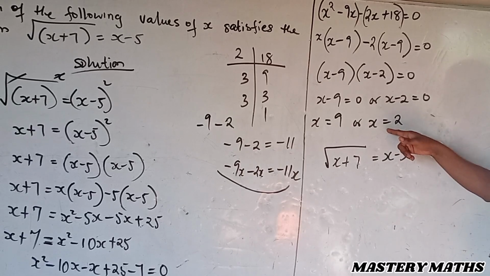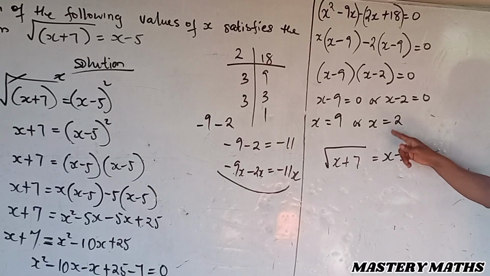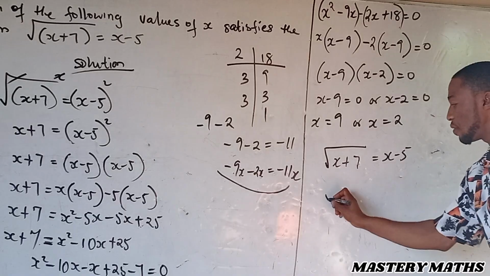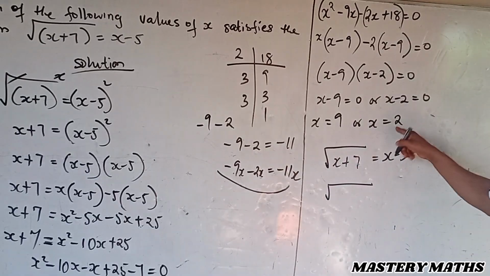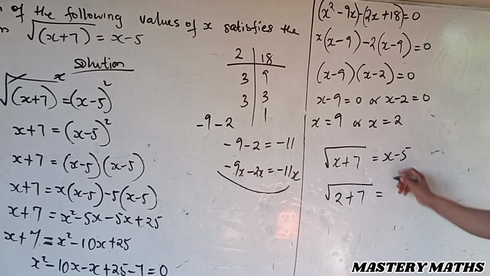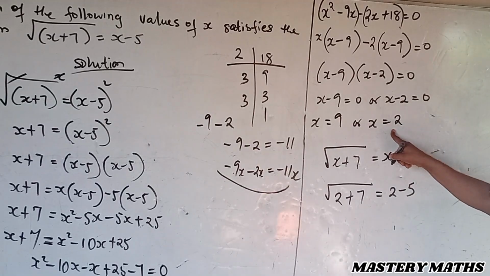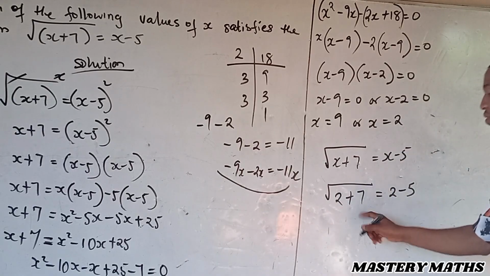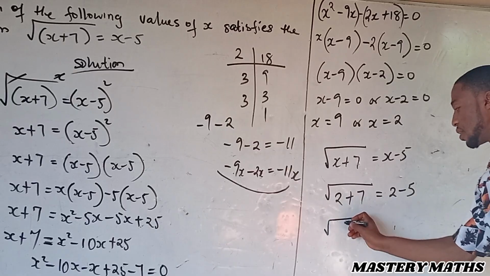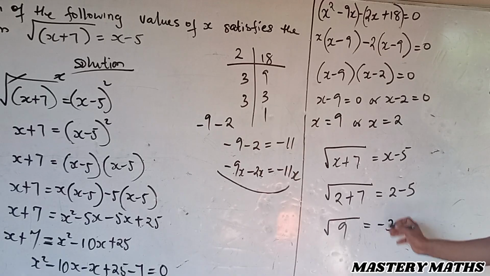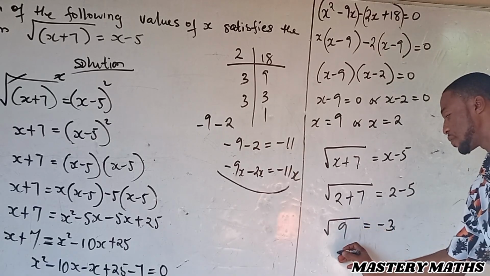Now let's check x equal to 2. Let's know if x equal to 2 will give us the answer. Now let's substitute. When you have your x, replace it with 2. You have your 2. Square root of 2 plus 7 equal to, you have your 2 minus 5. Now let's check if this will give us the answer of what we are looking for. Now 2 plus 7 is 9. So root 9 equal to 2 minus 5, this is minus 3. So root 9 is 3.